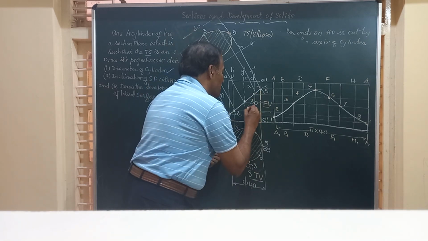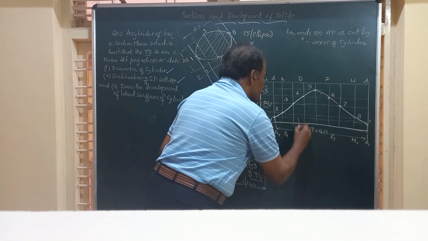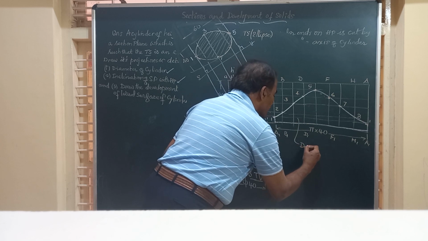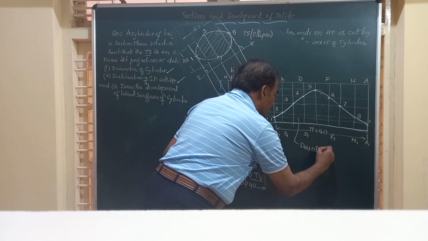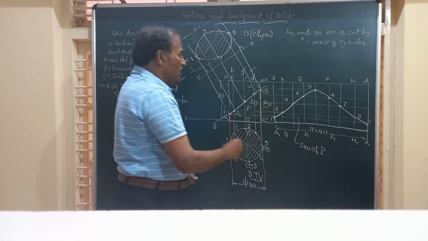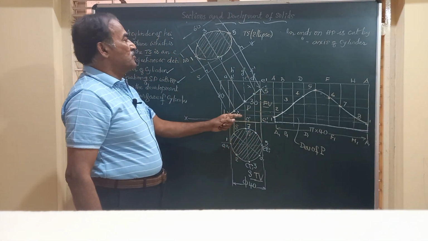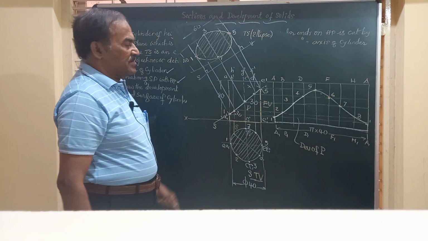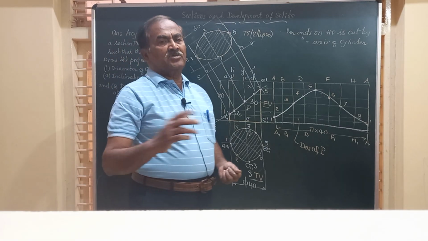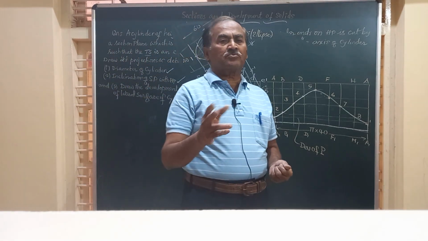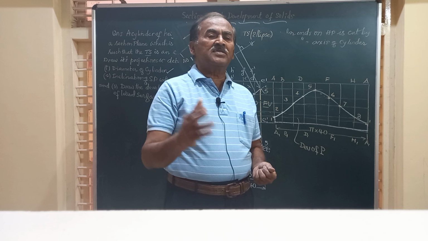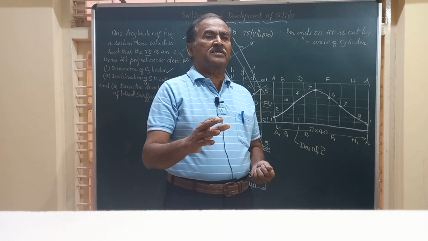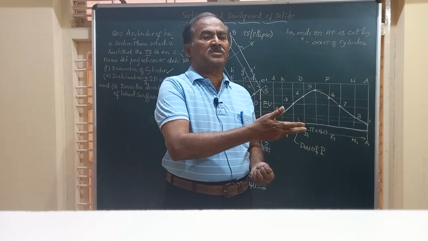If I call this part as P, this will give you development of P, the lower part of the retained portion of the solids. Friends, you see we have covered two aspects of solid. That is, one is the section of solid, the other is development of the same.